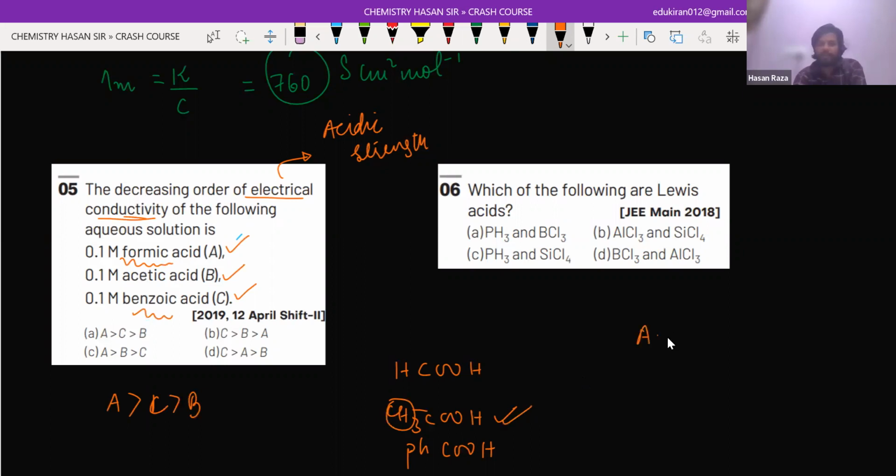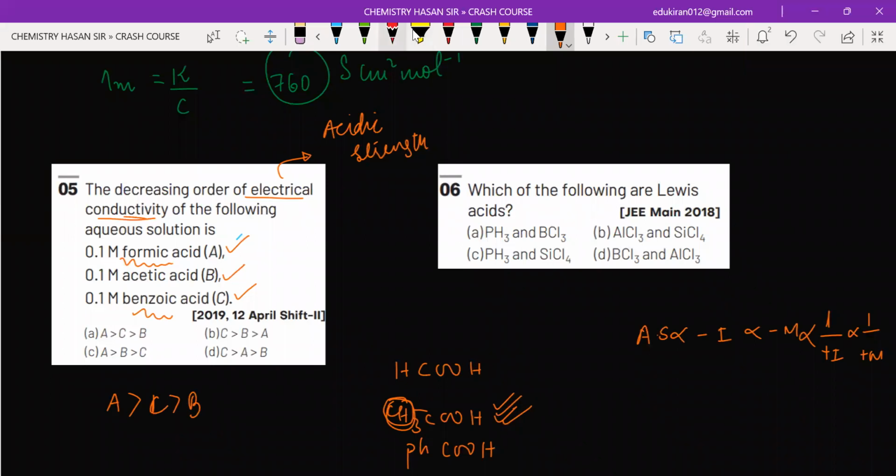In organic chemistry, we have studied that acidity is directly proportional to minus M and minus I, and inversely proportional to plus I and plus M. So due to this plus I effect, its acidic strength decreases, and hence it is less acidic. So it will give a little bit of H plus.